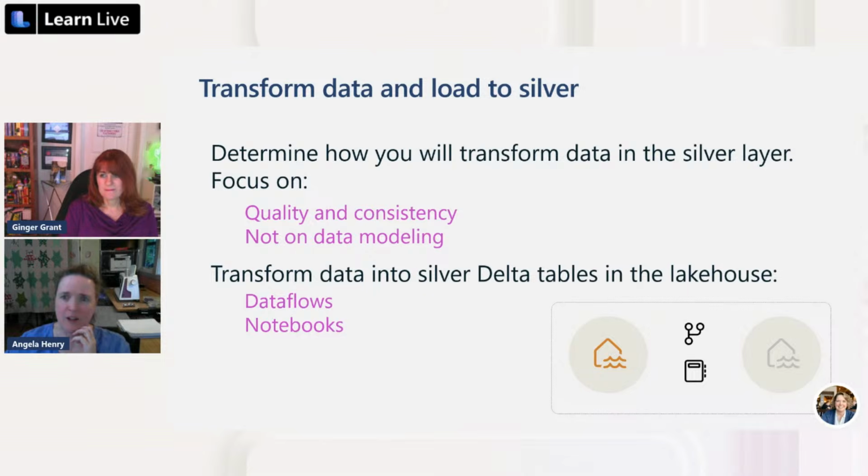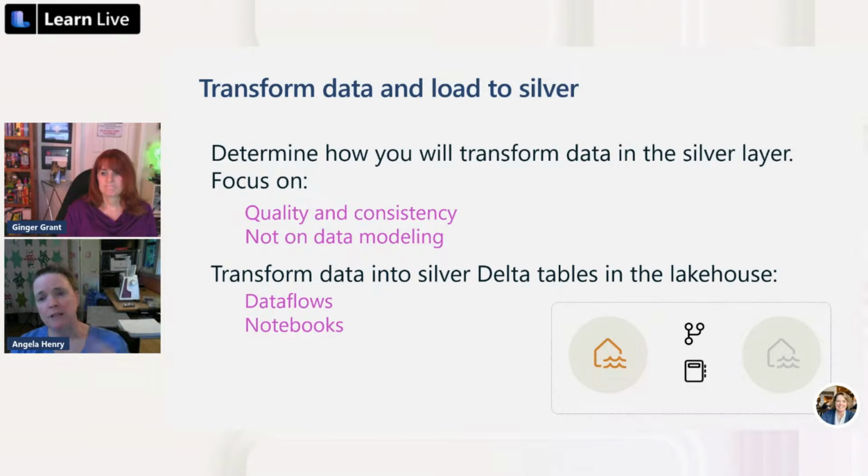All right. So transforming our data and loading it into Silver. This is where we want to do that transformation, and we're going to focus on quality and consistency. Remember how I said earlier, master data management, that's where this comes in. And we're not doing any data modeling here. We are strictly focusing on cleaning it up and making it consistent. To do that, the best tools are either data flows or notebooks.